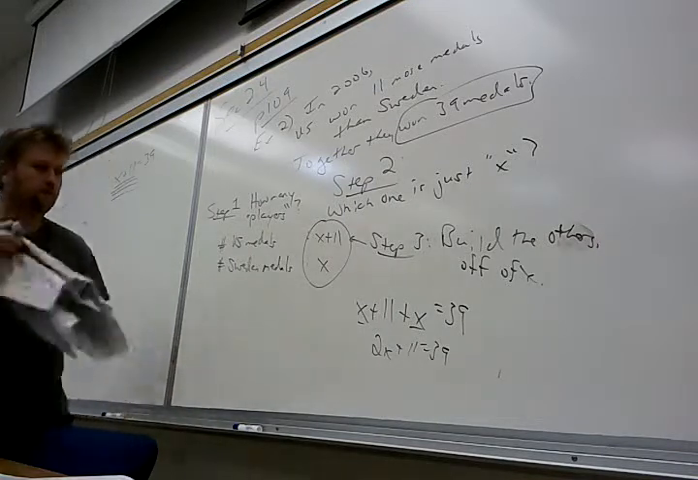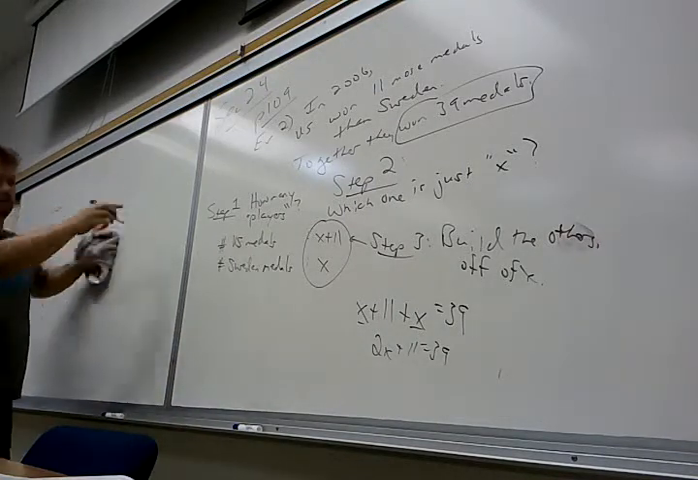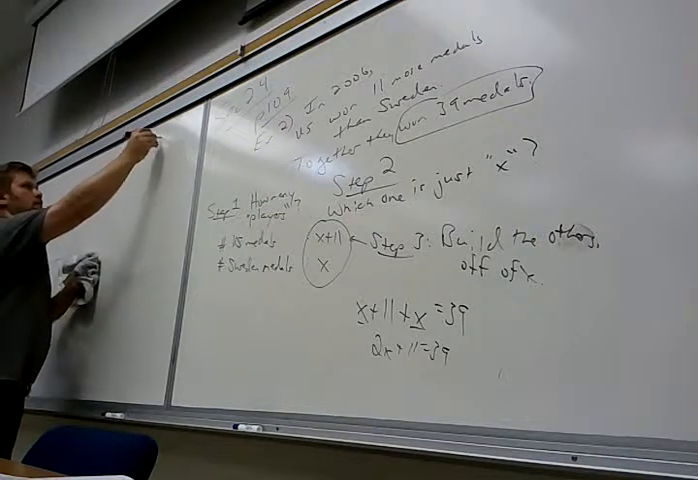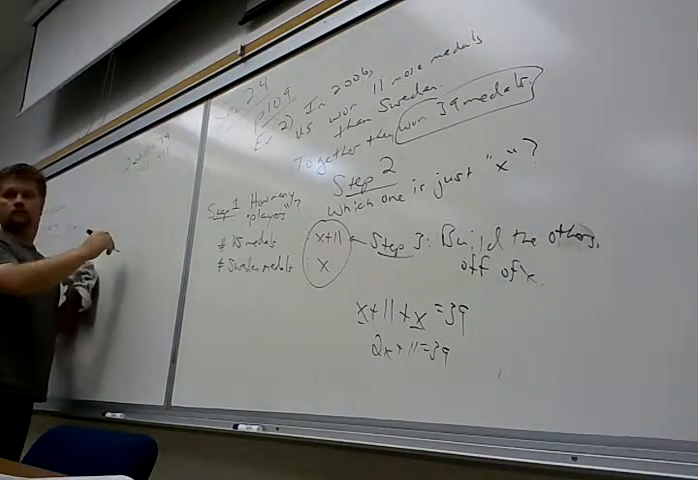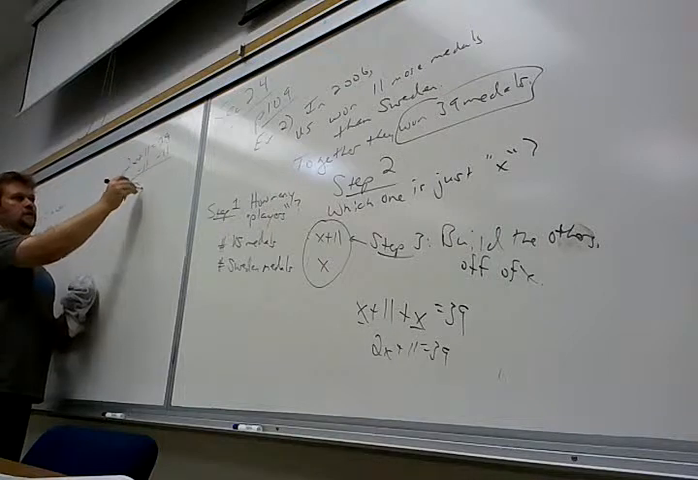Let me bring it up here, and move the 11 over there. So let me put it up here. So we got this right now. Subtract the 11. 2x equals 28.